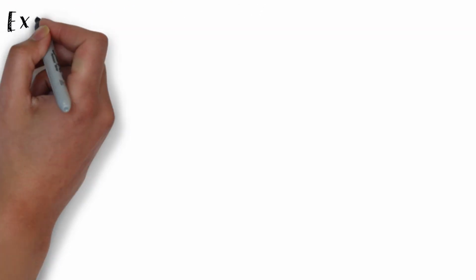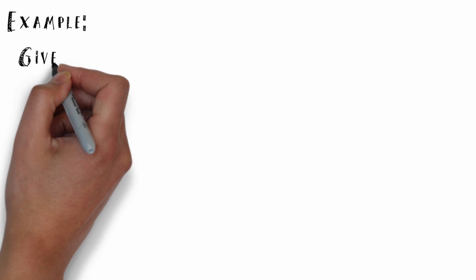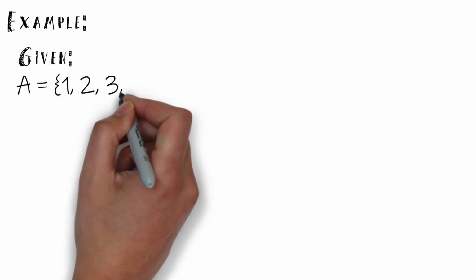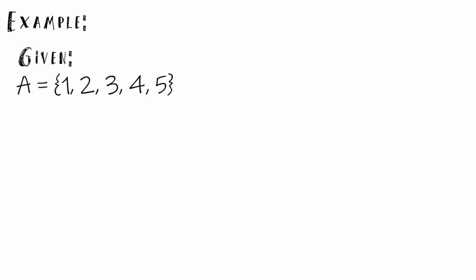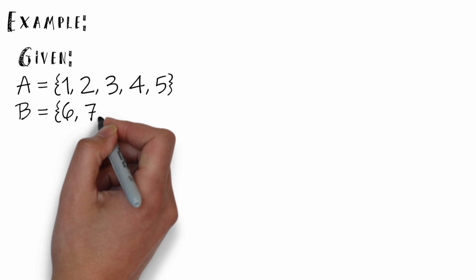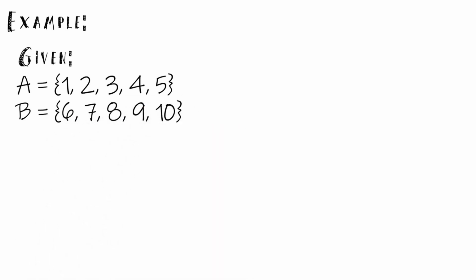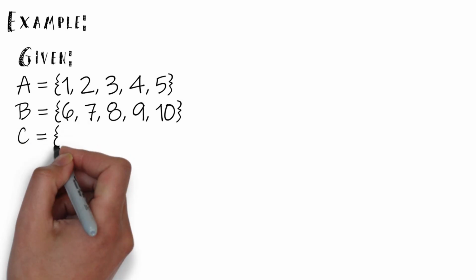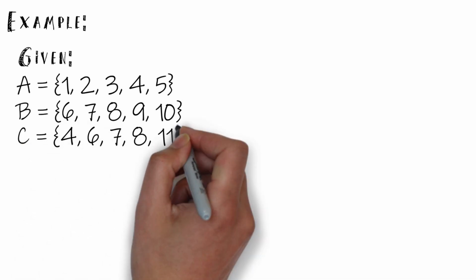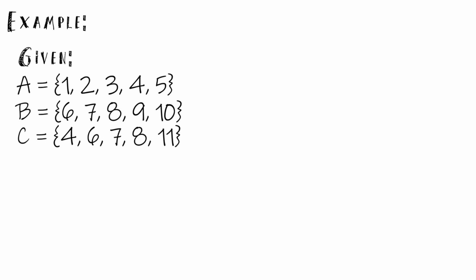Now, let's have another example. We have our given, and let's use roster notation. Set A has the elements 1, 2, 3, 4, 5. Set B has the elements 6, 7, 8, 9, and 10. And then we have another set, set C, having the elements 4, 6, 7, 8, and 11.